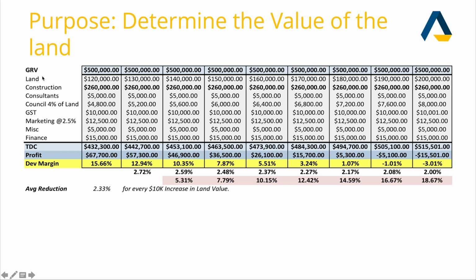Now, we've got gross realization value, and let's say these are our ballpark development costs that we need to incur in order to do this development. TDC is our total development costs, and this is where our profit is, and that's where our development margin is, and how it's actually going down and eventually goes into negative. Now, why does that happen?